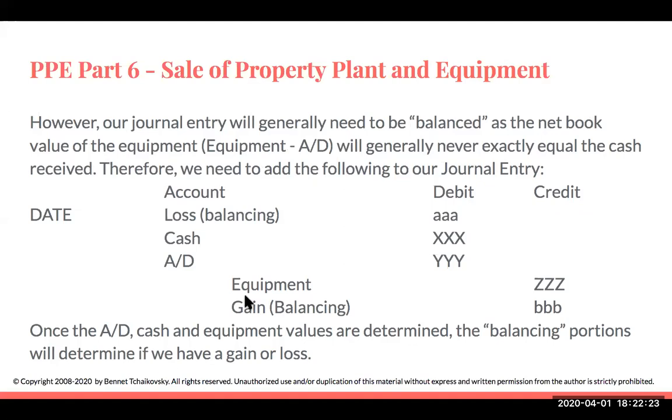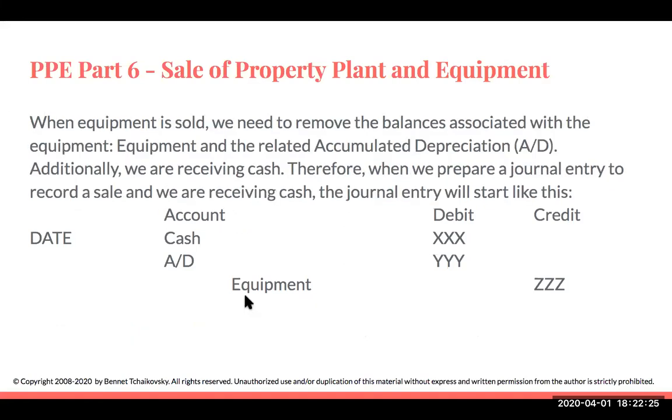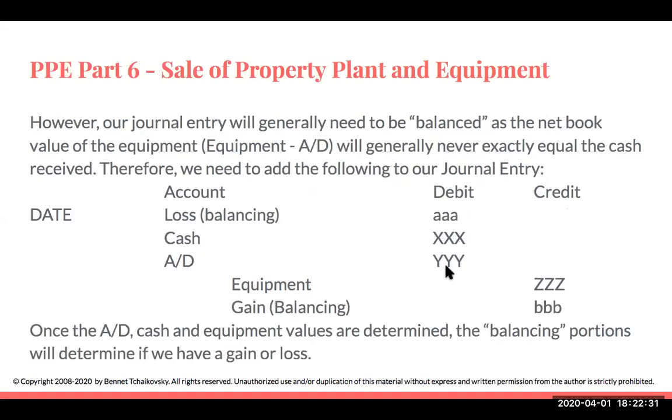However, that journal entry is not really going to be realistic, because generally the cash is not going to be the same as the net book value. Therefore, what I'm going to add to this journal entry is that I'm going to be debiting a loss or crediting a gain. These are what I call my balancing entries. I can't have both a loss and a gain. It's going to be one or the other, or none.